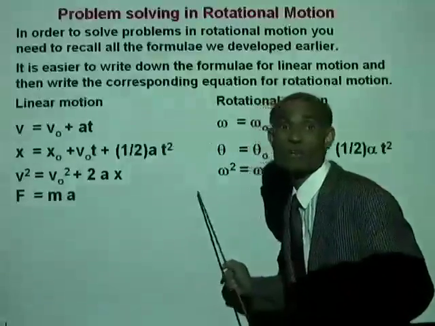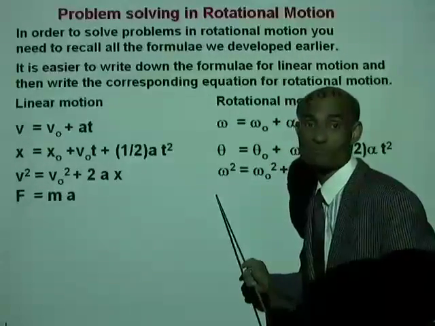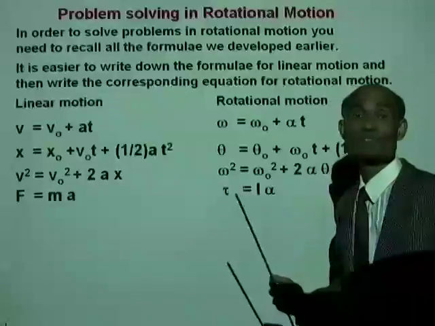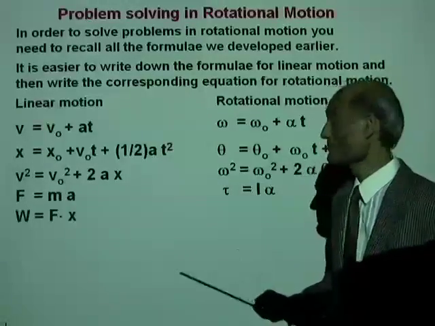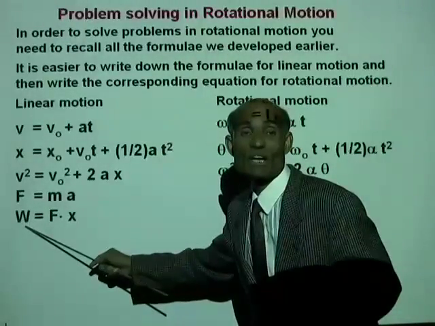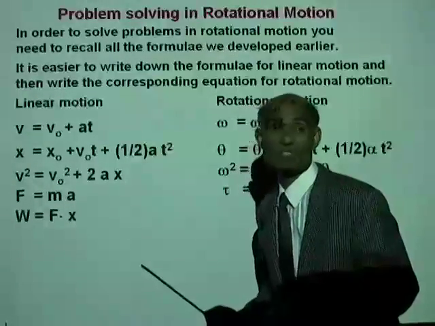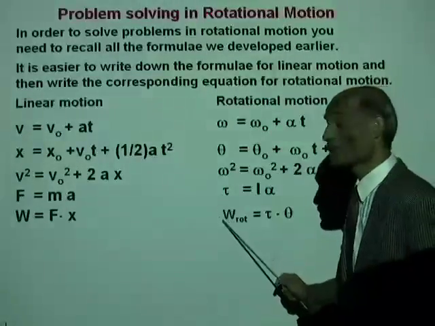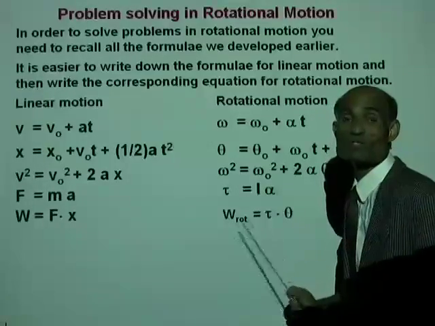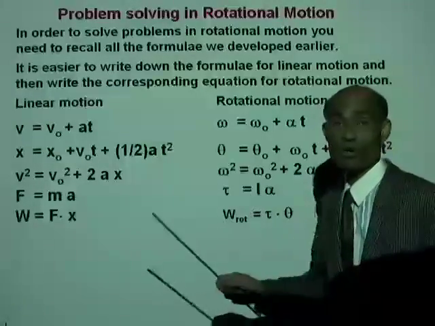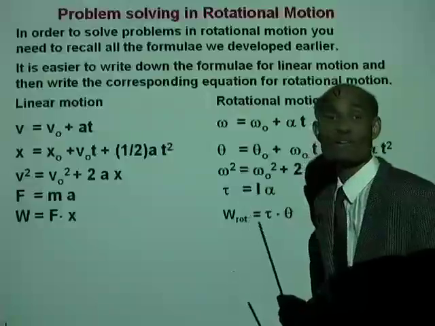F equal to ma. What will be the equivalent equation for rotation? Tau equal to I alpha. Work done in linear motion is force multiplied by the distance. Work done in rotational motion is the net torque multiplied by the angular displacement.